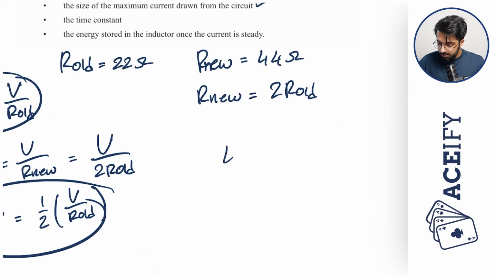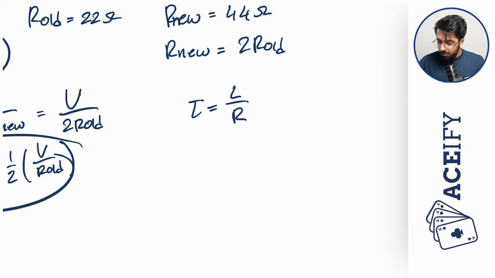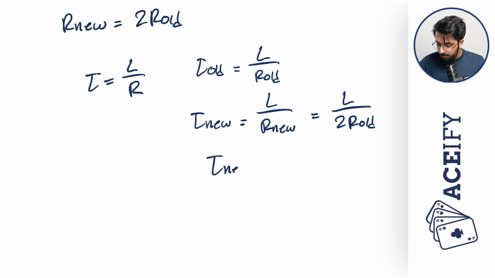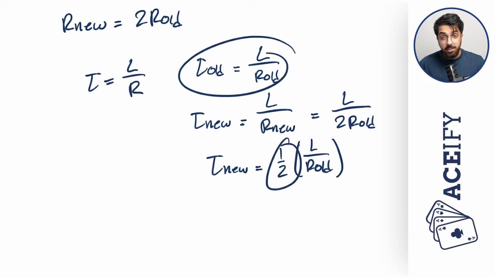Our time constant is equal to our inductance all over our resistance, and so our old time constant is equal to our inductance all over R old. However, our new time constant is equal to our inductance all over R new, which is our inductance all over 2 times R old. Just like our current, our new time constant is half our inductance divided by R old. And so as you can see, our time constant is half the value that it was before.